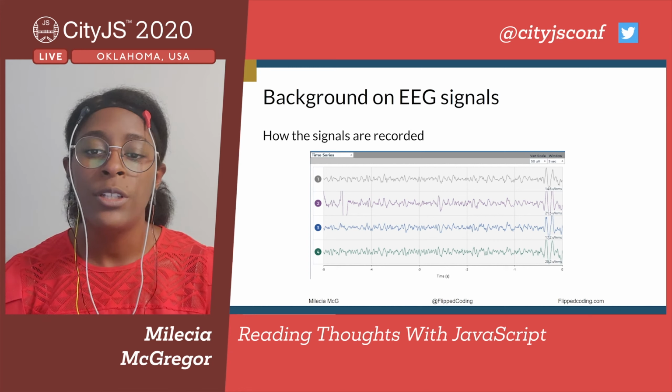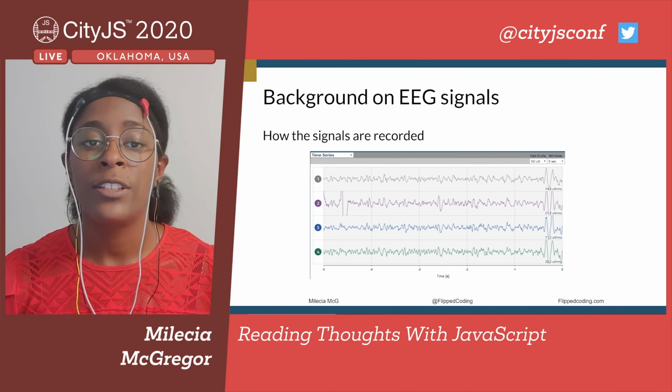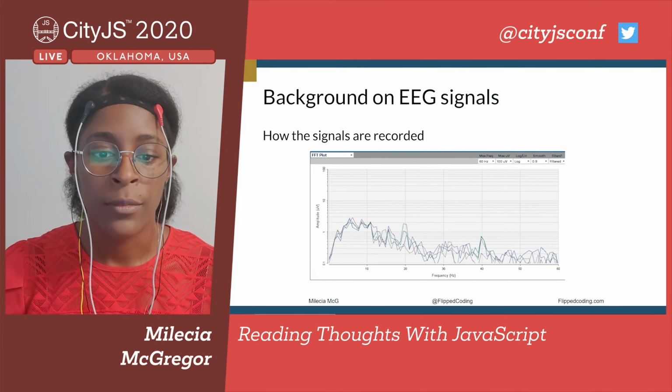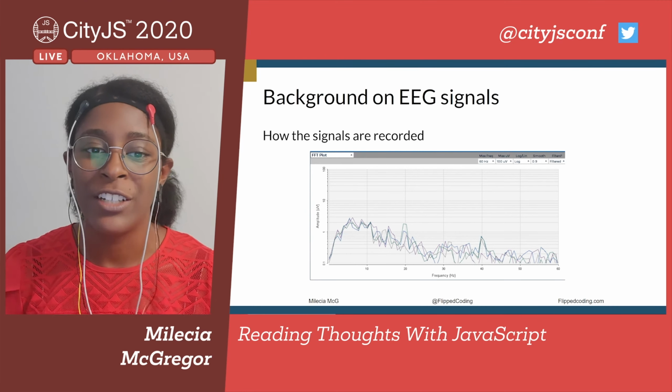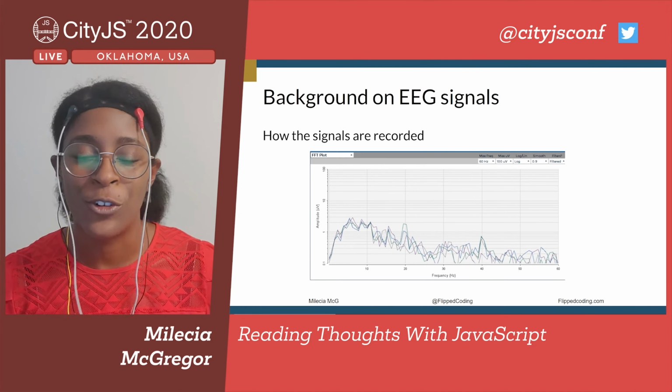So there are a few different ways you can interpret signals. You have the time series, where you just see the activity over time. And then for the more mathematically or engineering inclined of you, we do have fast Fourier transform plots.